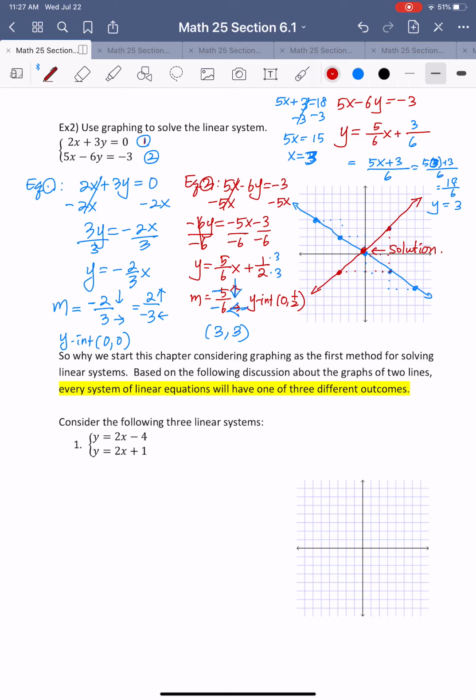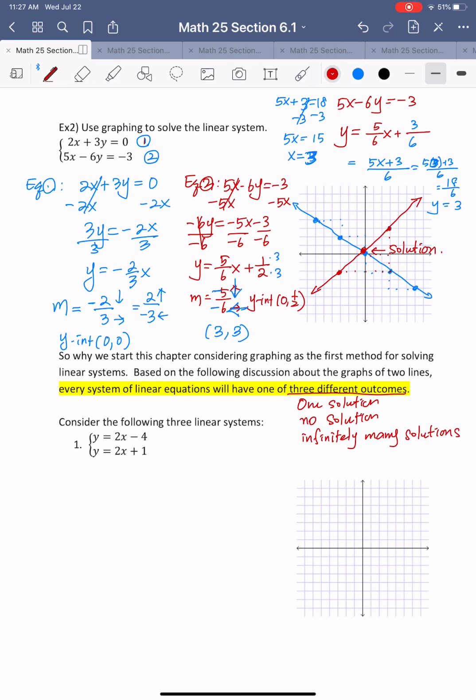So why do we start this chapter by considering graphing as the first method for solving a linear system? Based on the following discussion about the graph of two lines, every system of linear equations will have one of three different outcomes. It could be one solution, it could be no solution, or it could be infinitely many solutions. And that's all. You always get one of those.